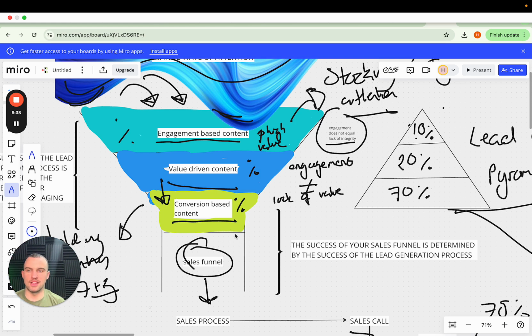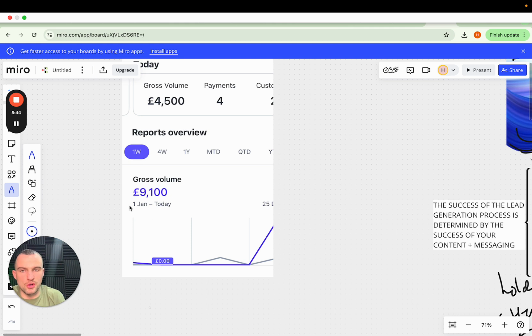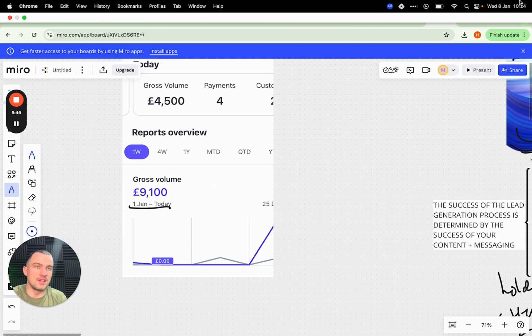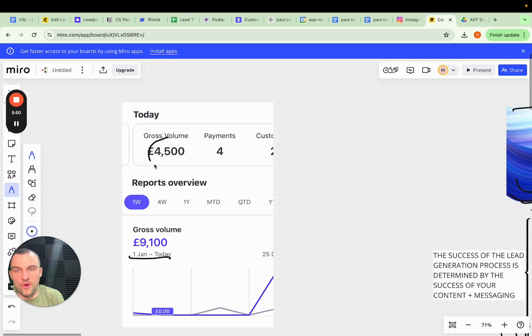We have such good value to show people because look at the value that I'm giving you now. Look at the social proof that I'm showing you. 9,100 from the 1st of Jan to today. Look, the date is 8th of January. Okay, today we've done £4,500 in cash collected. We're going to hit 40, 50k this month in revenue generated from doing exactly what I'm showing you.